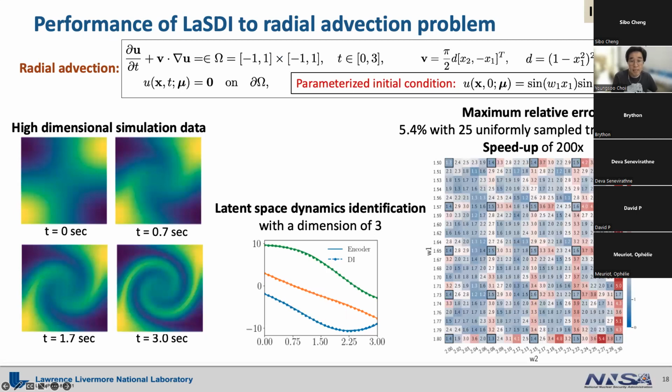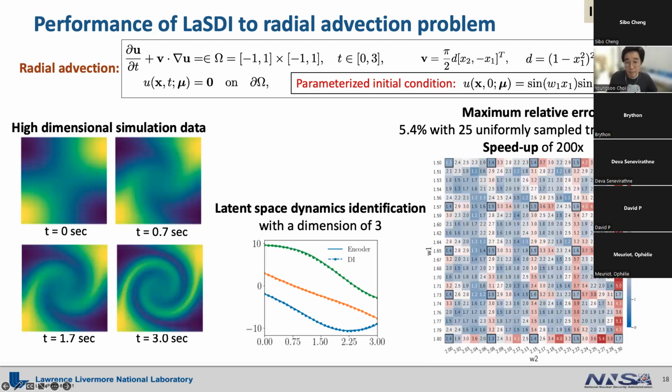We have applied this LaSDI framework to the radial advection problem by parameterizing the initial condition with two frequency values, W1 and W2. For this particular problem, we took uniformly sampled training points as shown in this graph, 5 by 5, which give 25 training points in total. For each training point, we generated the high dimensional simulation data, then we compressed them to a latent space dynamics dimension of 3 using the autoencoder. Then the coefficients of ODEs that fit the latent space dynamics data were interpolated.